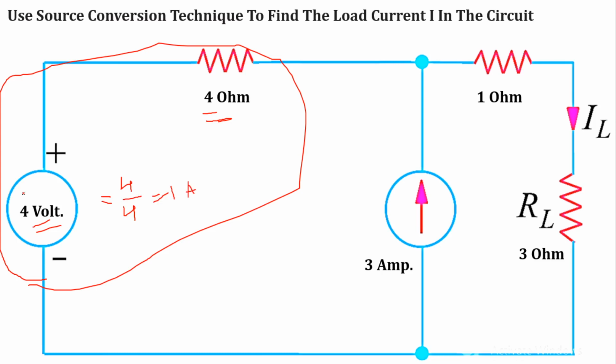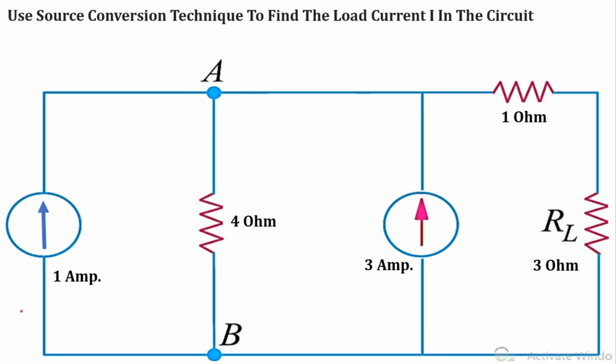So this 4 volt source will be converted into the 1 ampere current source, and the resistance will be the same as series resistance. So this voltage source with series resistance will be converted into the current source of magnitude 1 ampere and having a parallel resistance of 4 ohm. So the next step, we will replace this voltage source and series resistance with this current source and parallel resistance. So this is the 1 ampere current source and 4 ohm resistance.